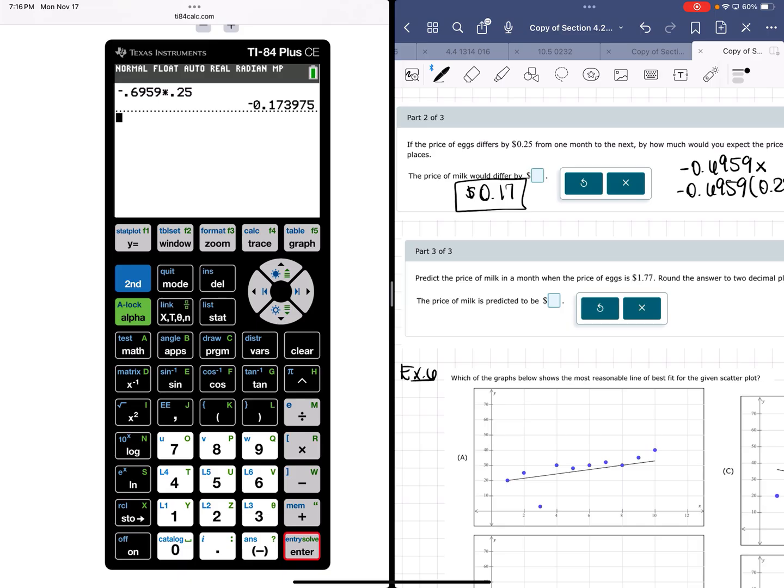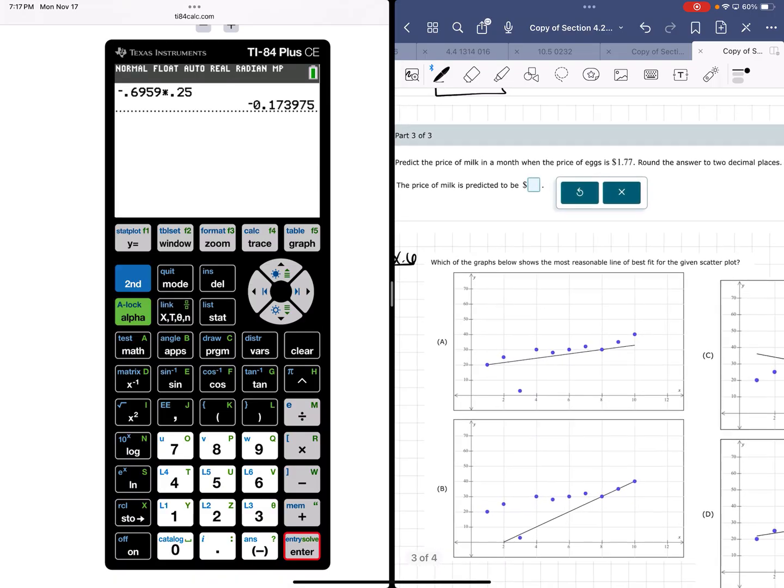If the price, what it's saying is the price of, who was in L1? Eggs? Yeah. If eggs differed by 25 cents in 1 month, how much should the milk differ by? 17 cents. Now that may be showing that it's 17 cents lower, okay, because it's negative. So it's 17 cents lower than it was the month before, but it's still the difference of 17 cents, okay?